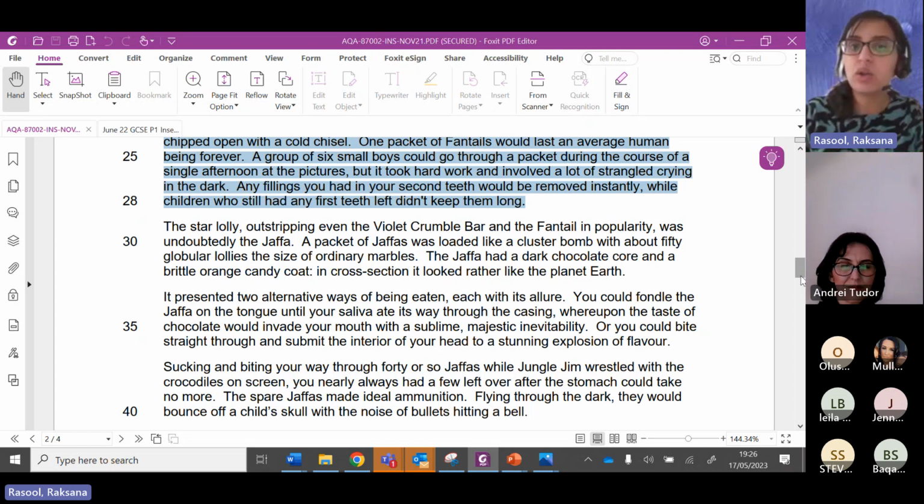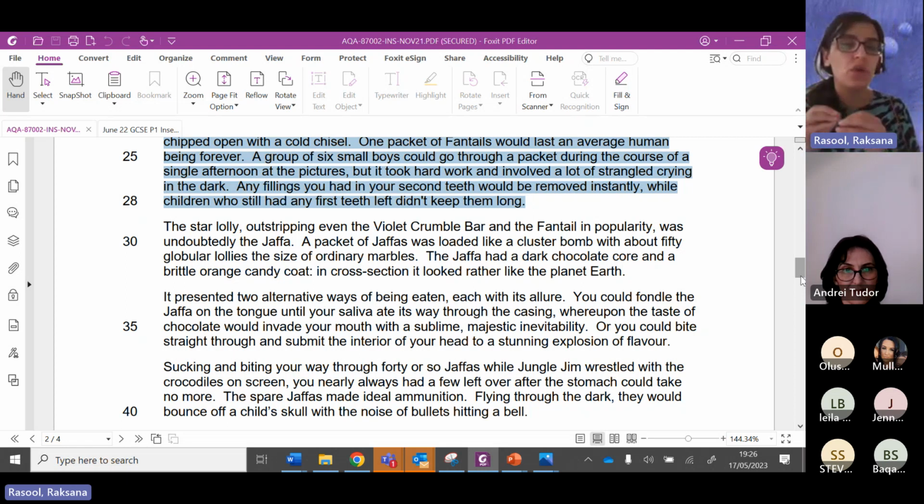It presented two alternative ways of being eaten, each with its own allure, each with its own advantages. You could fondle the Jaffa on the tongue until your saliva ate its way through the casing, whereupon the taste of the chocolate would invade your mouth with a sublime, majestic inevitability. That's one way to eat it, by keeping it in your mouth and letting your spit dissolve it. Or you could bite straight through and submit the interior of your head to a stunning explosion of flavour.